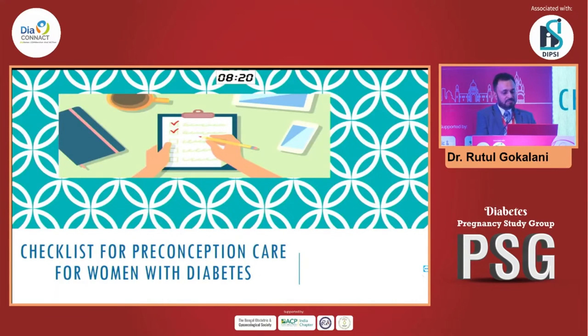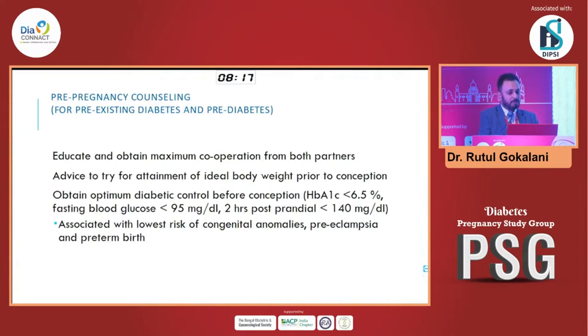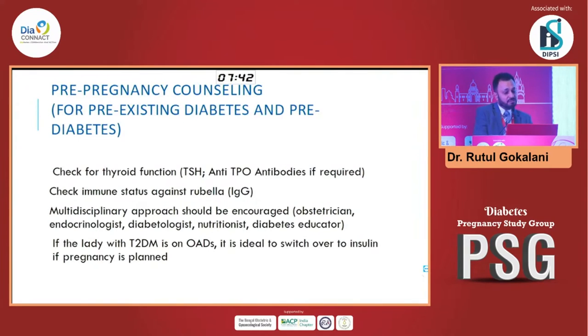So, the checklist for preconception care for women with diabetes: pre-pregnancy counseling for pre-existing diabetes and pre-diabetes, educating and obtaining maximum cooperation from both partners, OBGYNs, diabetologists, and endocrinologists. Advise trying for attainment of ideal body weight prior to conception, and obtaining optimum diabetic control before conception. I already talked about less than 6.5, if it is possible, associated with the lowest risk of congenital anomalies, preeclampsia, and preterm birth. Check thyroid function, and check immune status against rubella. These are all obstetric management things, and you guys do it beautifully, this is your ballgame.